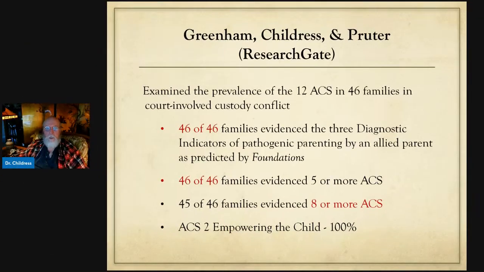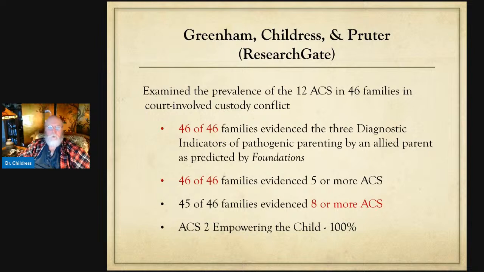And just to begin again, the information about these 12 ACS is available on ResearchGate, Greenham, Childress, and Pruder. You can go read all about them and the prevalence in the family courts. With the Greenham, Childress, and Pruder study, we looked at the data of all 46 families that were having court-involved custody conflict. All 46 had the three diagnostic indicators of pathogenic parenting that I identify in Foundations.